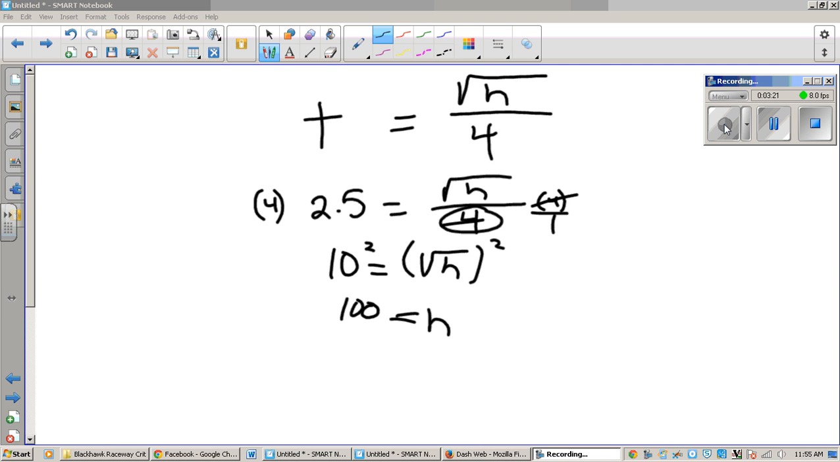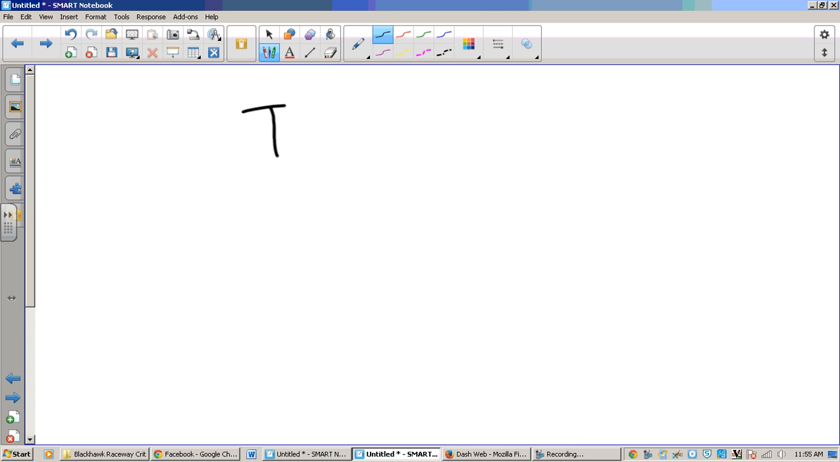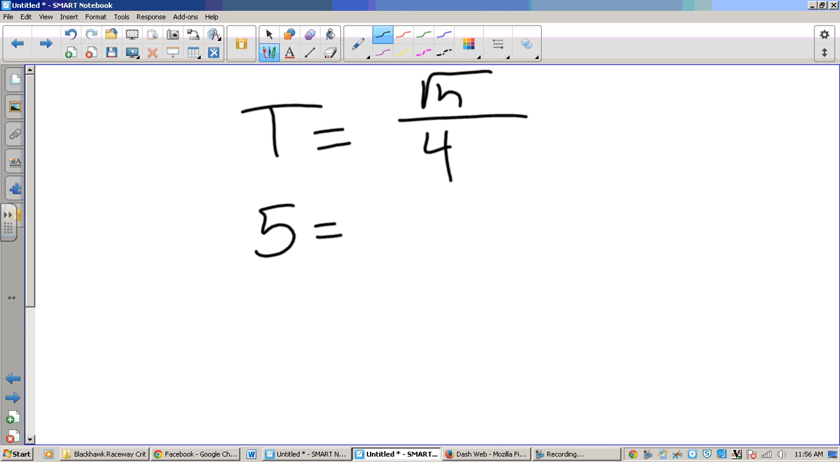Okay, so that's the problem. Now we're going to look at one more that's just like that. An object is dropped from an unknown height and reaches the ground in 5 seconds. From what height is it dropped? Okay, so we're going to do, again, t equals the square root of h divided by 4. And at this time, we know the time was 5 seconds. So we're going to put 5 equals the square root of h divided by 4.